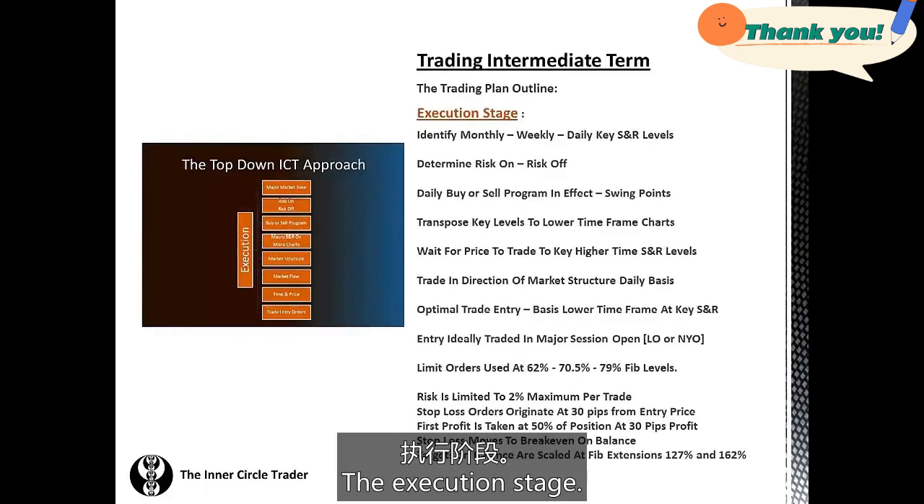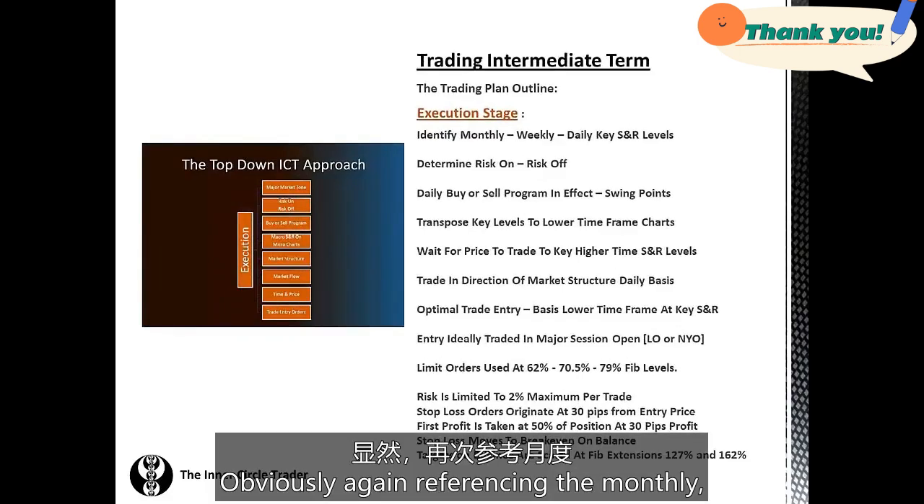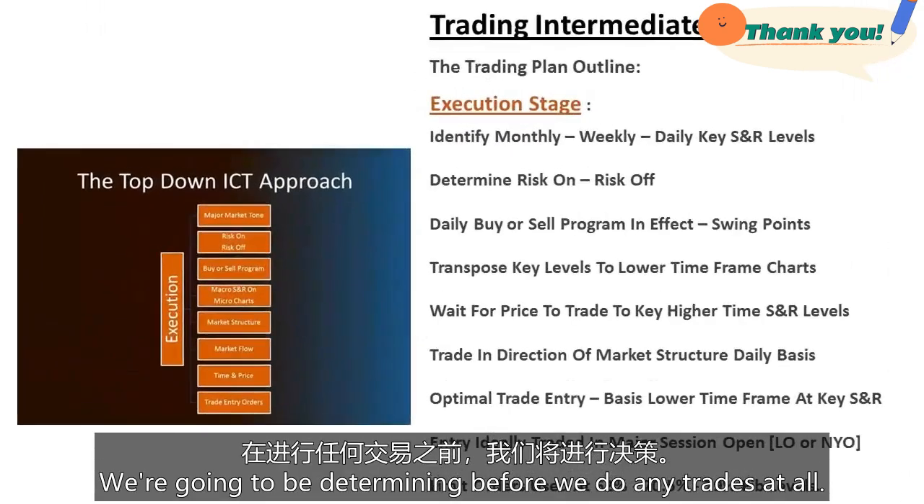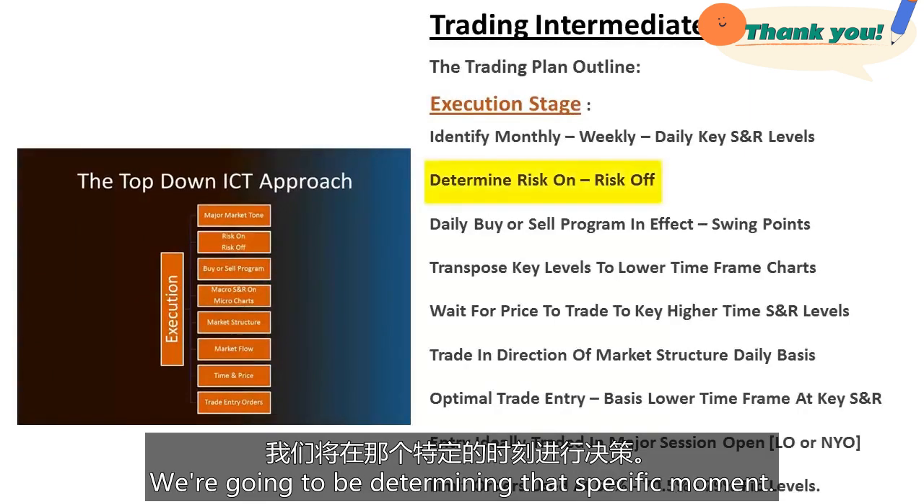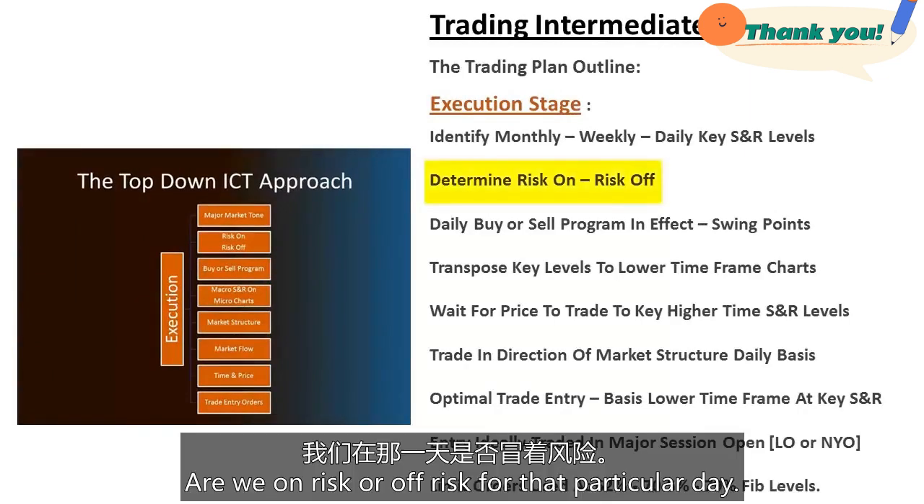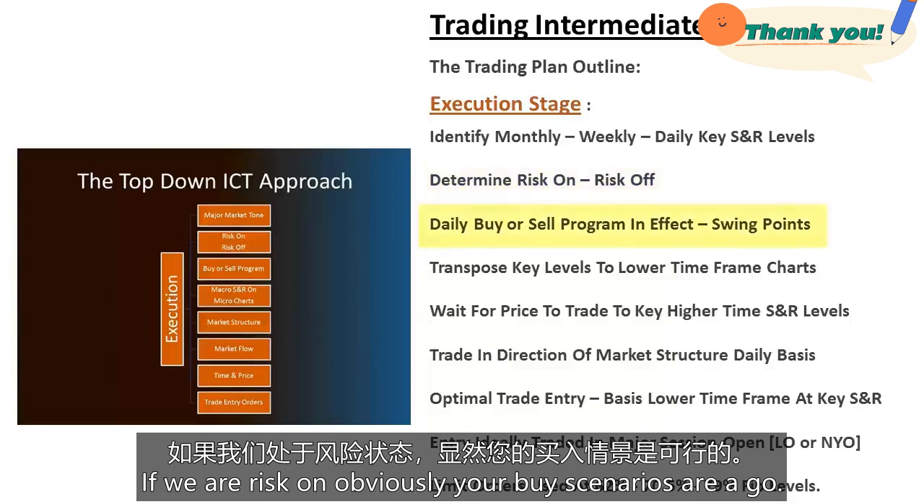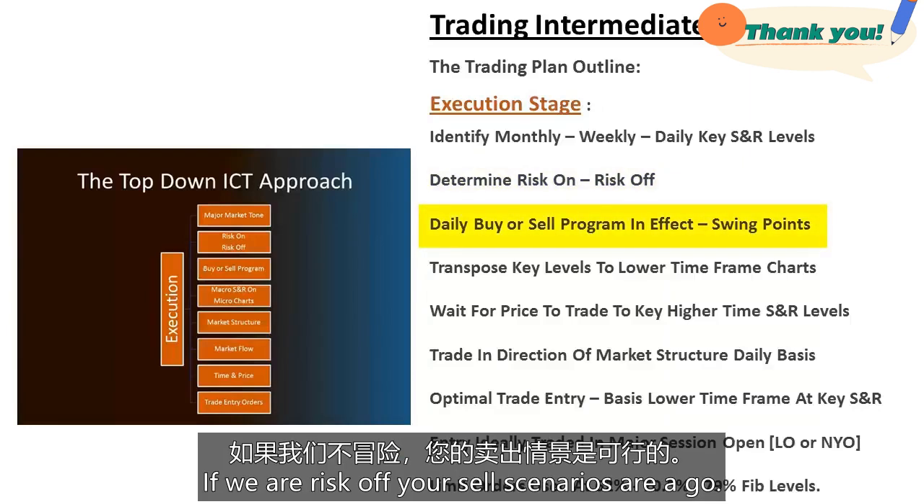All right, the execution stage, again referencing the monthly, weekly, and daily key support and resistance levels. Before we do any trades at all, we're going to be determining that specific moment: are we risk on or risk off for that particular day or session that we're trading? If we are risk on, obviously your buy scenarios are a go. If we are risk off, your sell scenarios are a go.